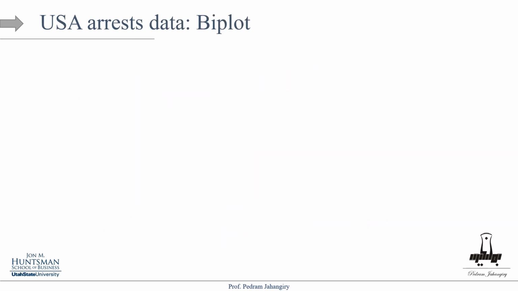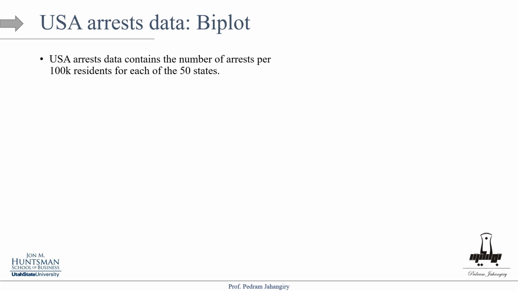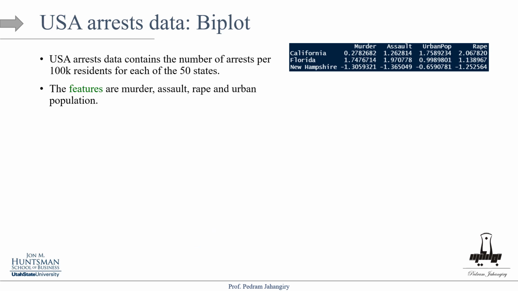Okay, so here's the example. We're going to work with the USA arrests dataset, and by the way, I'm bringing this example from the main textbook for the course, which is ISLR. This dataset contains the number of arrests per 100,000 residents for each of the 50 states in the United States. There are 4 features: murder, assault, rape, and urban population. This is just 3 observations, California, Florida, and New Hampshire, and obviously there are 47 more. Let's call the features X1, X2, X3, and X4.